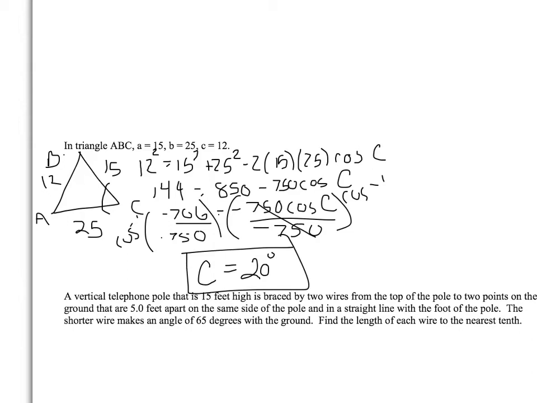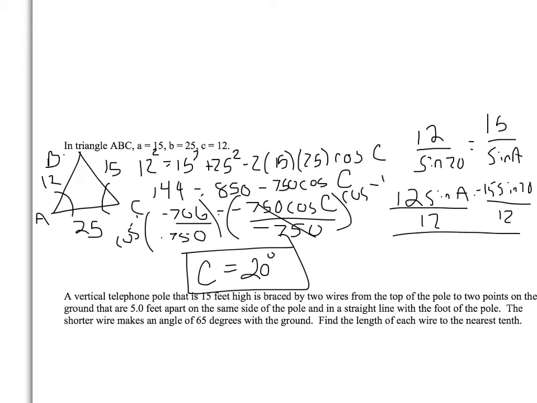Now, I chose to find angle A next. We could use law of cosines again, but I'm going to choose to use the law of sines. So using law of sines, it's going to be 12 over sine 20 is equal to 15 over sine A. Cross multiply. Divide by 12. And do your inverse sine. You end up getting A is equal to 25 degrees.